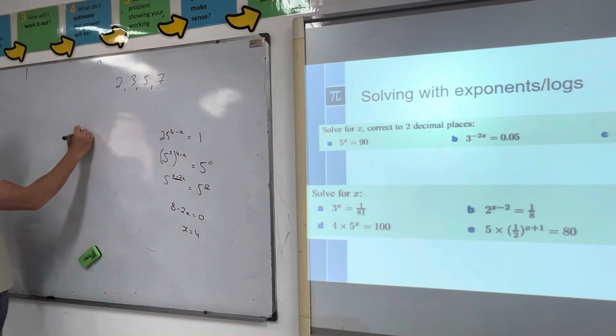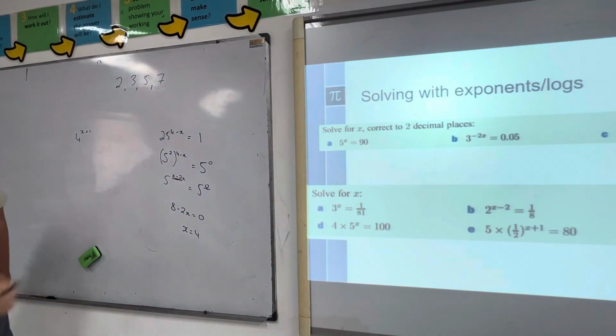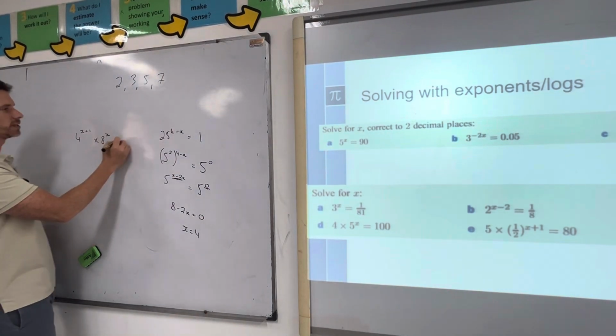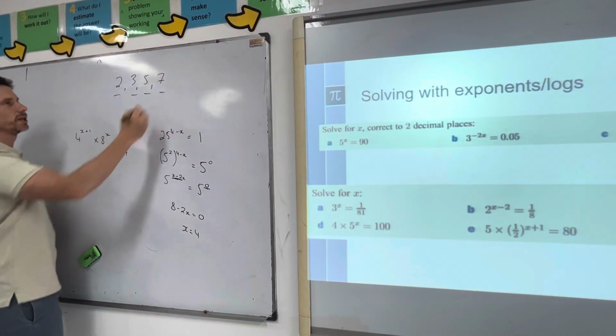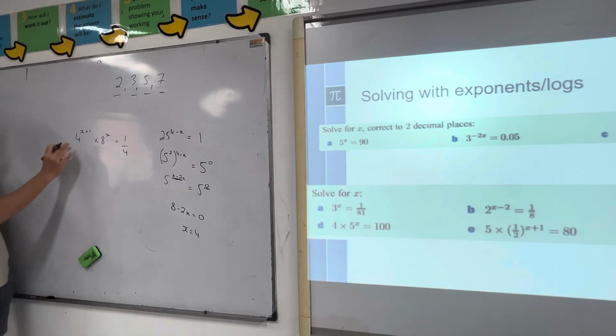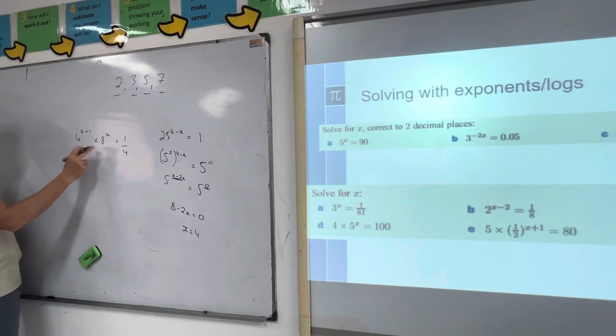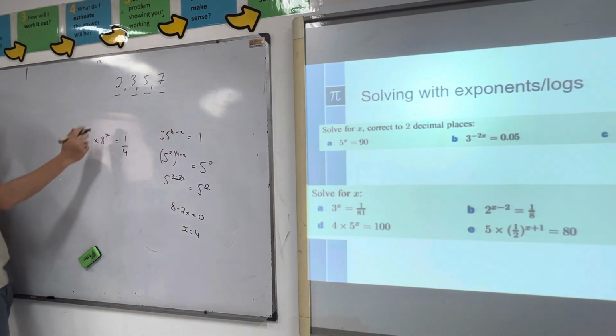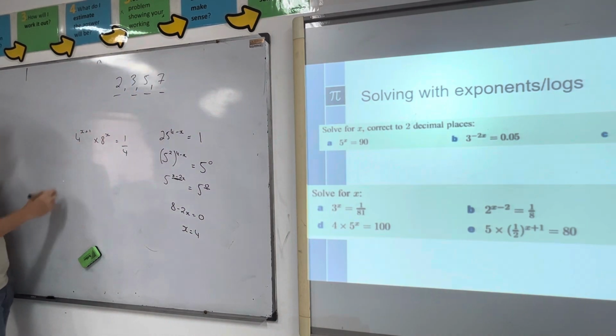I'll do F. 4 to the power of x plus 1 multiplied by 8 to the power of x. Remember, you will not have a calculator for this. Which one of my bases will I use? I'm looking for one of these prime bases here. 2, yes. So, first step, convert them all to the same base. So I'm going to change them all to 2. You could use 4 if that 8 wasn't there. But usually go with the prime base so you can't divide anymore.